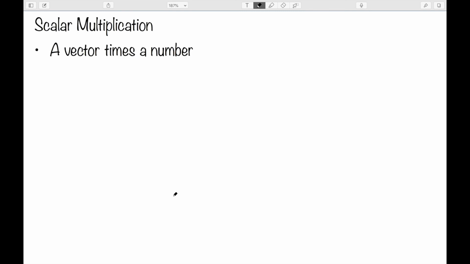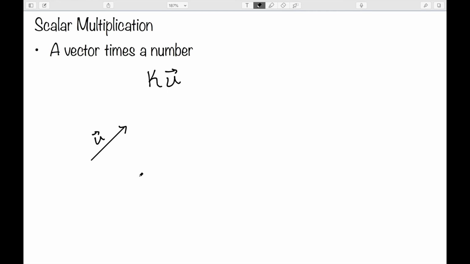The final operation we're going to look at is scalar multiplication, and this is multiplying a vector and a number. So what we're going to do is multiply a number like k times a vector like u. So just a regular lowercase letter is going to be a scalar, which is just a real number. And the idea of this geometrically is it keeps the direction of the vector but changes its length.